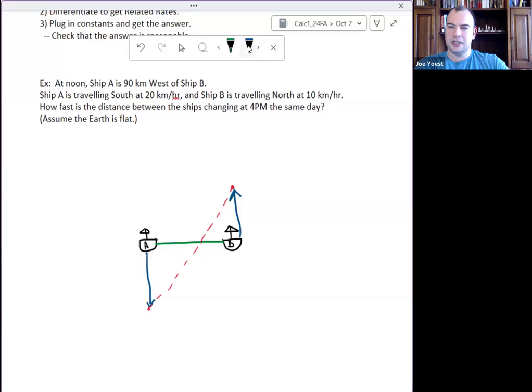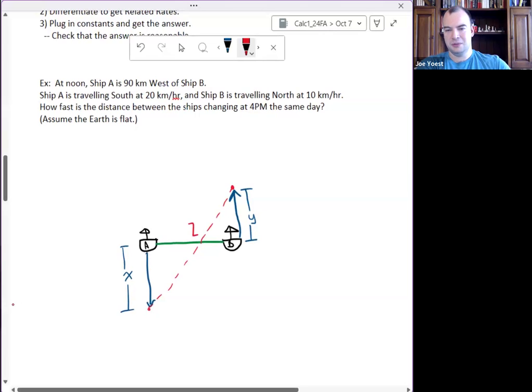Okay, so maybe I will call the distance that A has traveled south X. So that's this distance. And maybe I'll call the distance that ship B has traveled north Y at any given time. X and Y are functions of t. I'll call the distance between the two ships Z. I would love to call it D, but we already use D all the time for derivatives, so I don't want to be doing dD/dt. That's just going to be really confusing, so we'll just call it Z.